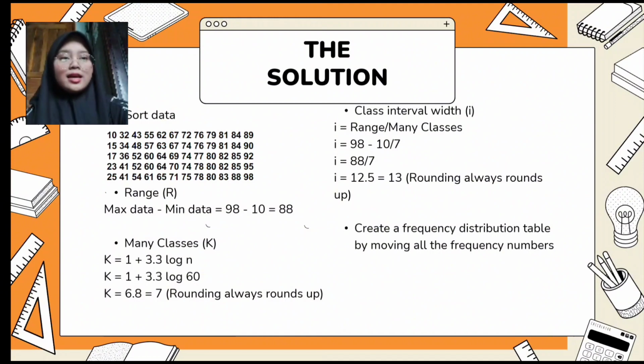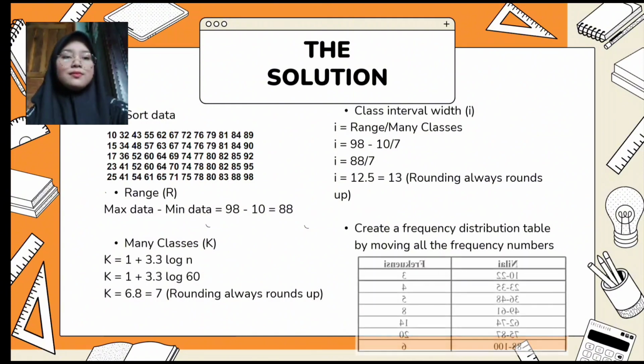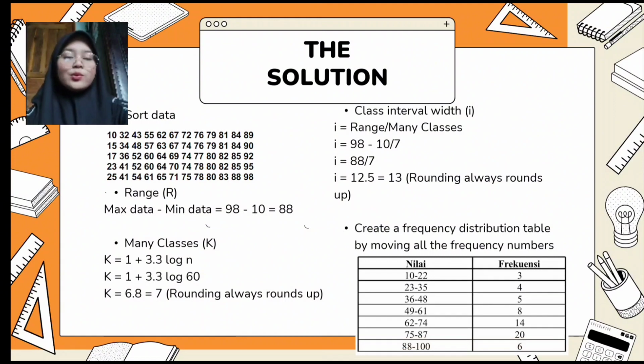And then create a frequency distribution table by tallying all the frequency numbers. These are the values and frequency. Values 10 to 22 frequency 3, 23 to 35 frequency 4, 36 to 48 frequency 5, and so on.